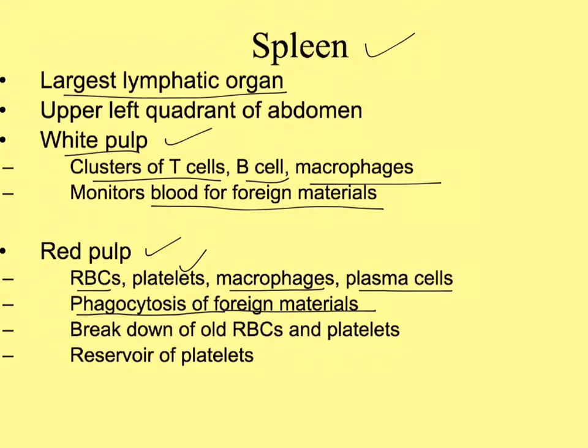The spleen is also responsible for the breakdown of old red blood cells and platelets, and it serves as a reservoir of platelets, and some people say a reservoir of red blood cells too. But you can survive without a spleen, but you might have some lower immune function for a while.